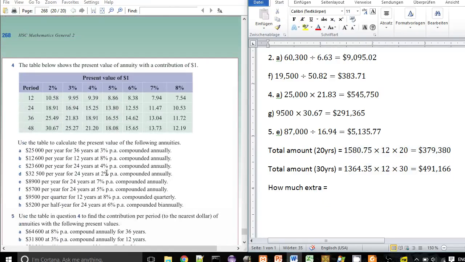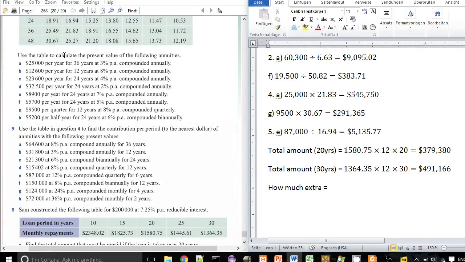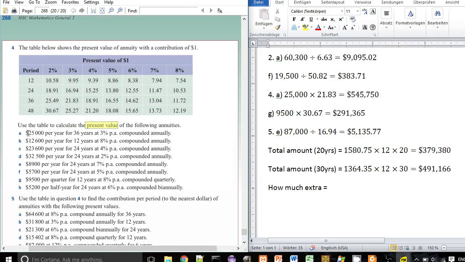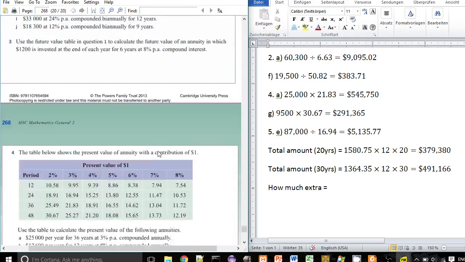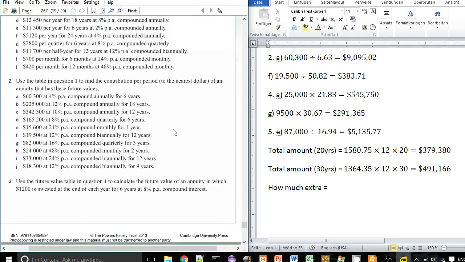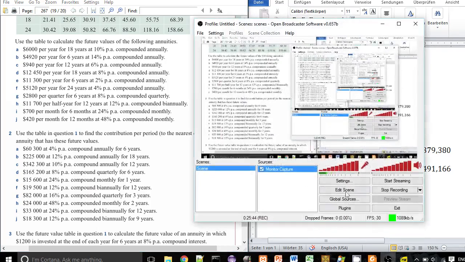That's it. I feel like this is a simple topic. You just need to read carefully the key numbers. So this says calculate the present value, meaning you just need to take the annuity, and it's per year or per whatever. Just times it. If you're finding the contribution and you're given the present value, then you need to divide in the table. And just don't forget to convert if it's quarterly, biannual, monthly. Okay, alright, hope you learned something.